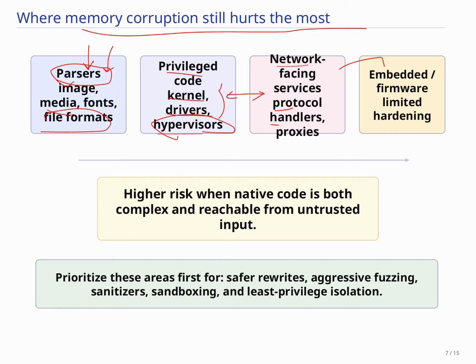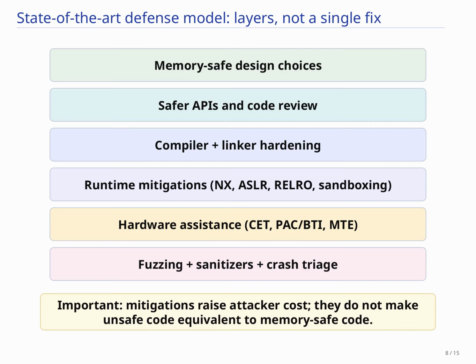And embedded firmware with limited hardening is also one thing. This tells us that embedded hardware, like iOS and Android, is also under attack. It is high risk when native code is both complex and reachable from untrusted input, which means the native code becomes complex every time it's written in a memory unsafe language. That's what will happen.